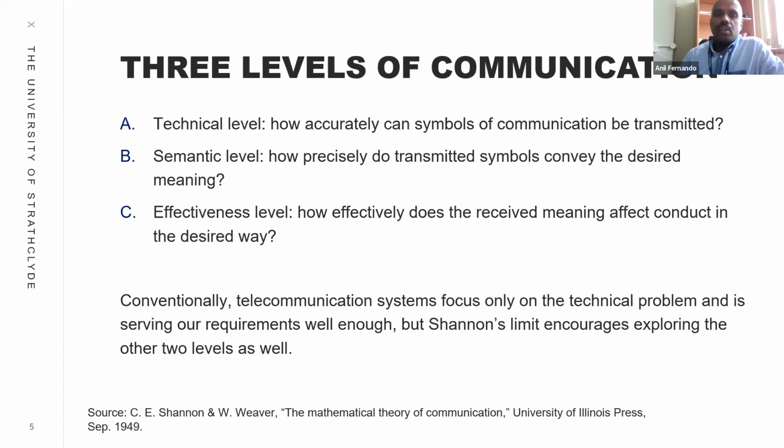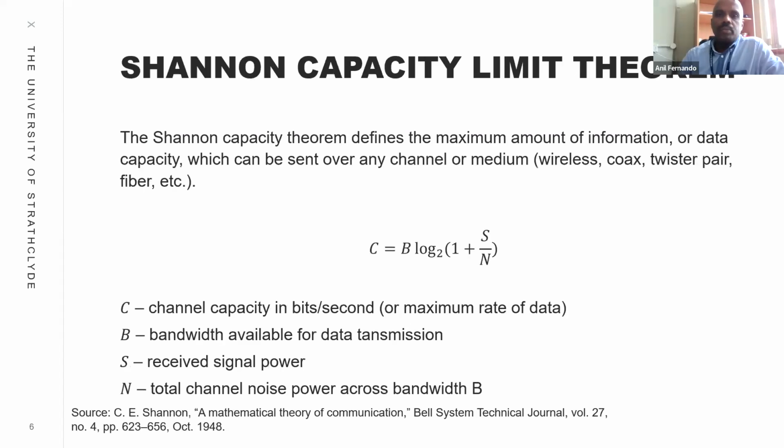One of the main problems we are currently facing is system resources, mainly the bandwidth, because multimedia tends to generate very high bandwidth requirements, and the current technical level may not be feasible for high-volume bandwidth applications like high resolution video transmission. This is what the Shannon capacity theorem says. It defines the maximum amount of information or data capacity which can be sent over any channel or medium, wireless or coaxial or twisted pair or fiber, etc.